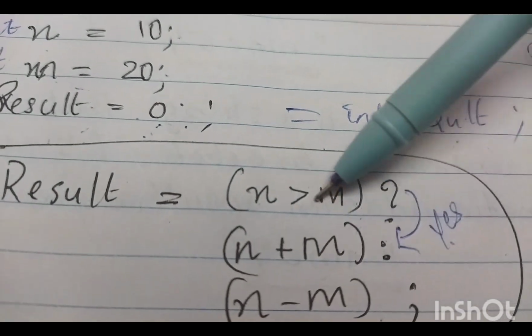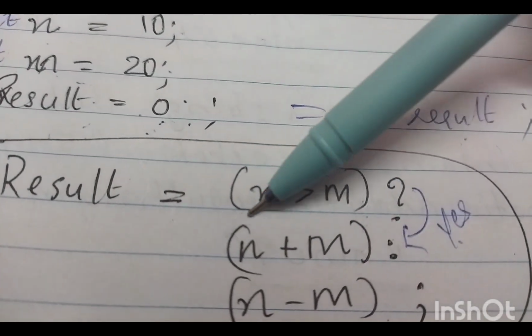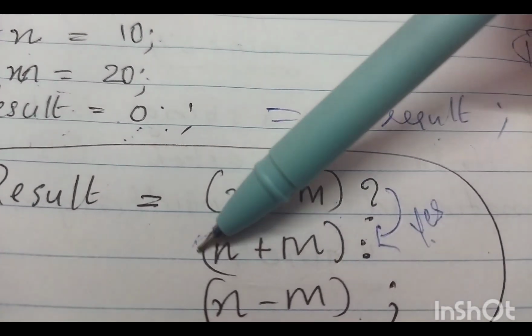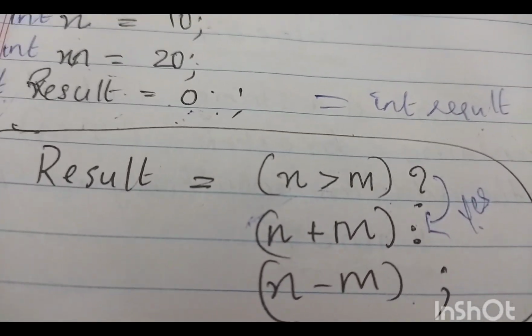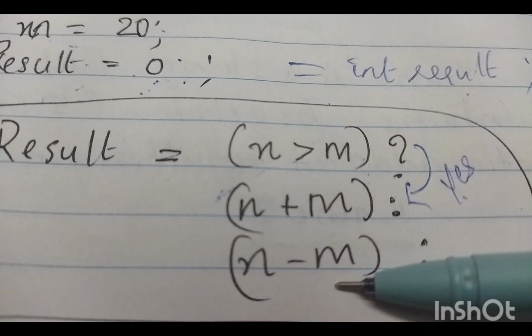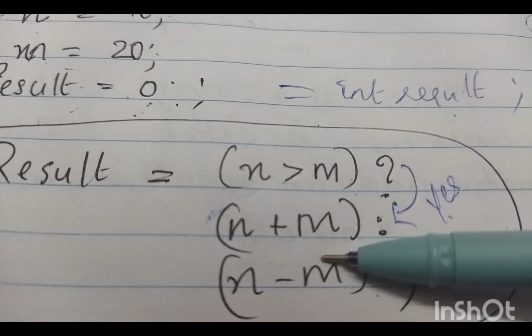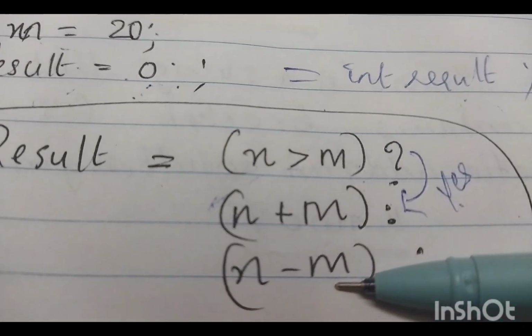This one will be ignored. We don't go for this expression. That is the syntax of the expression. We don't go for expression 2; else we have to go for expression n minus m. If it is true, we go for n plus m. If it is false, we go for n minus m.